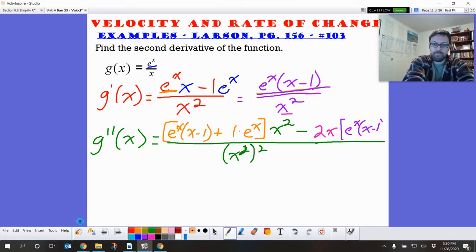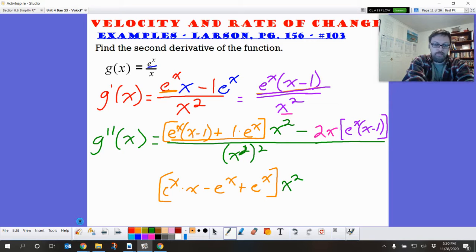X minus 1. All right. Now it's just a matter of trying to simplify this thing down. So I'm going to multiply the stuff that's in here together a little bit. So I get e to the x times x minus e to the x plus e to the x. Still got my x squared.